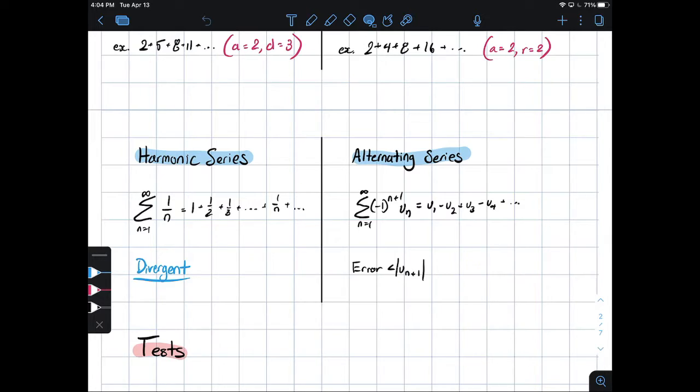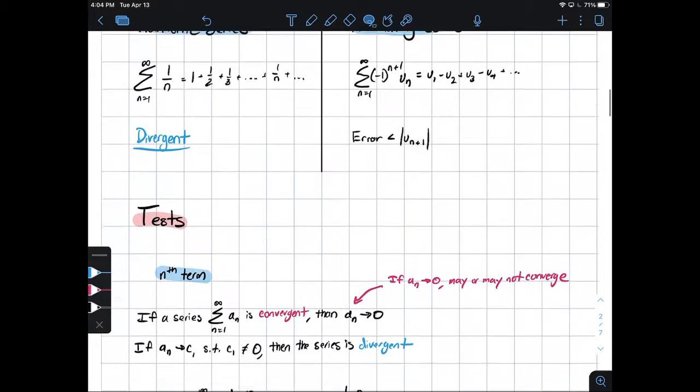And we also have alternating series, where the idea is it's positive, negative, or negative, positive. The error for an alternating series, this is very important, is the absolute value of the next term. So let's say we want to estimate some alternating series, and we use 5 terms to do so. The error would be less than the absolute value of the 6th term. That's an important thing to note, and we'll go a little more into errors down below.